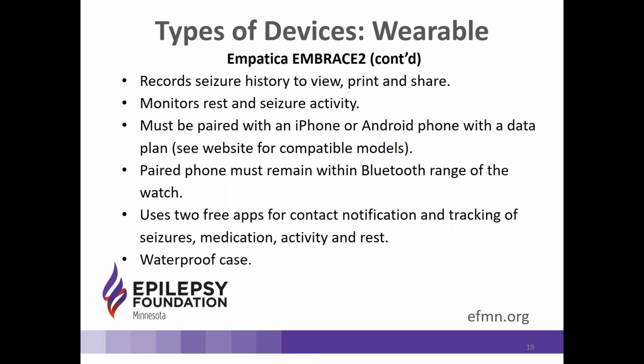And because technology changes all the time, I just suggest that if you want to know if it's compatible with a phone that you already have, go to their website, and they do list which specific phones can be used with the Embrace. It also does require a stable internet connection or a data connection in order to send those alerts. So you have to have, as I said, a phone with a data plan. Also, the phone that it's paired with has to remain within Bluetooth range of the watch. And that is because that's how the watch notifies the phone to send out the texts or the phone calls.